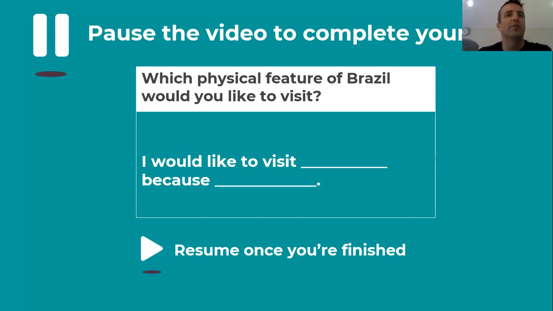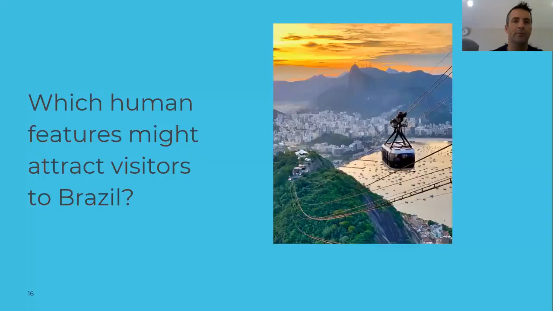Well done. So now that we've thought about the different physical features and the different areas of natural beauty in Brazil that we might like to visit, we're now going to think about the human features that might attract visitors to Brazil. So remember, a human feature is something that is created or used by humans.